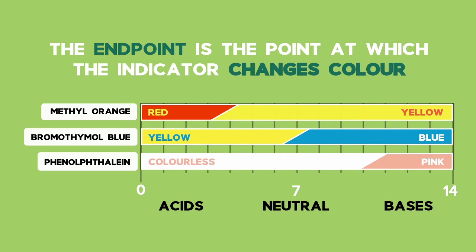The endpoint of methyl orange is at pH equals 3.7. For bromothymol blue, it is at pH equals 7. And for phenolphthalein, it occurs at pH equals 9.